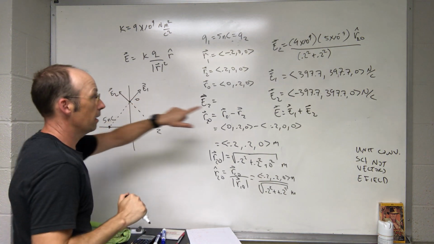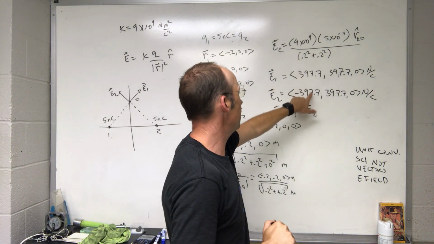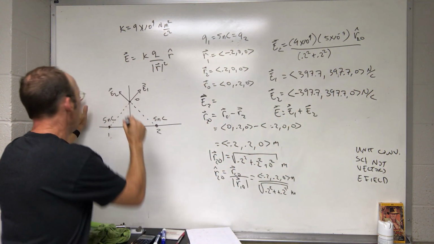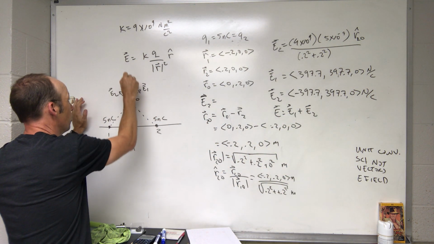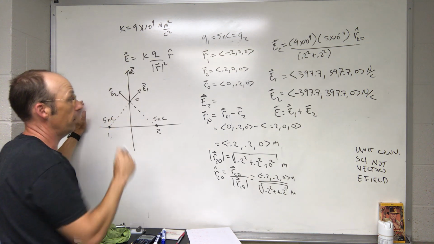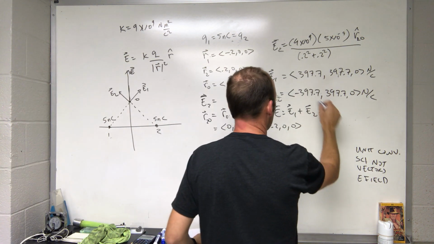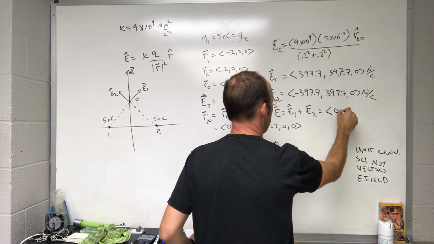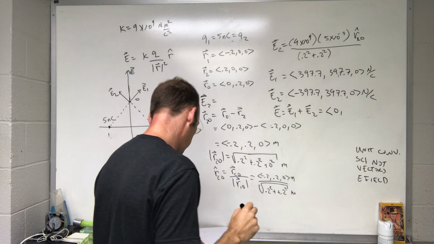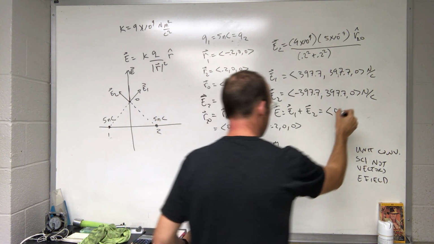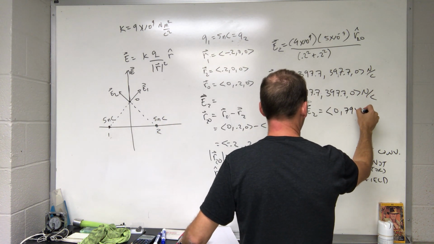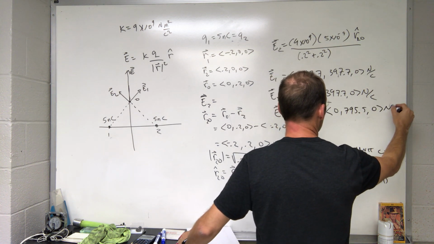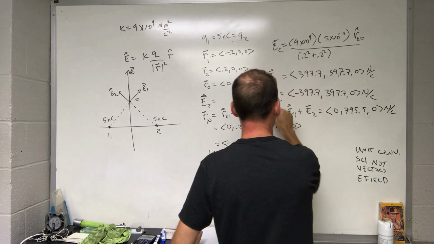Notice here, since this has the exact opposite x component as that, when I add them together, they cancel. So I'm not going to get an x component. I'm only going to get an electric field in the y direction. 397.7 plus negative 397.7 is 0. And then 397.7 plus 397.7 is 795.4, rounded to 795.5. And then 0 plus 0. And that is my answer.